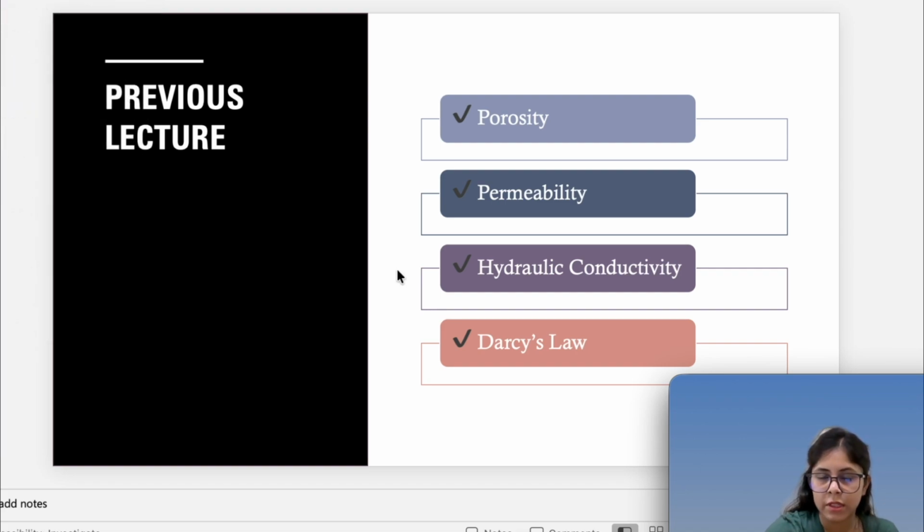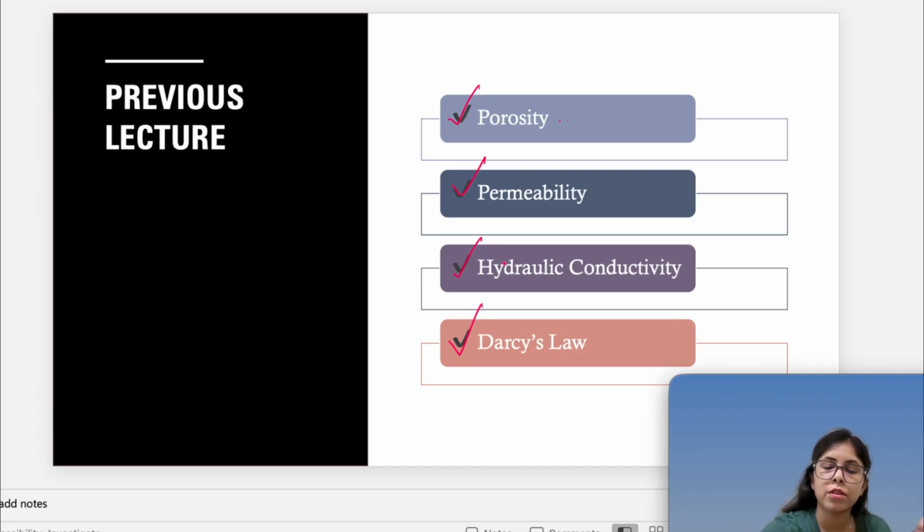In the previous lecture we saw what porosity is. So this is the thing that we completed. What's permeability? We know that. We also know the difference between porosity and permeability. And we know what hydraulic conductivity is. We know what Darcy's law is. So these things we have discussed in the previous lecture.